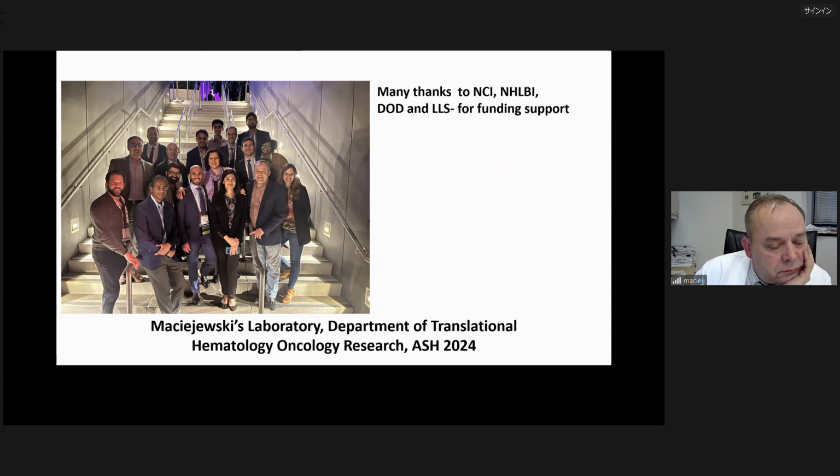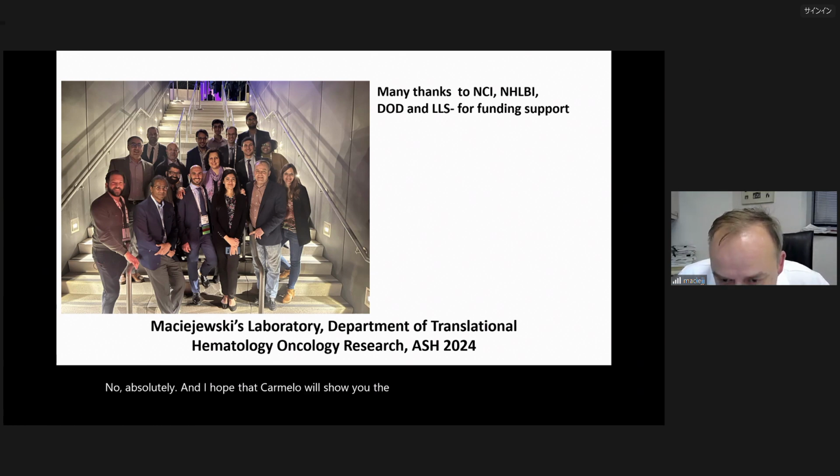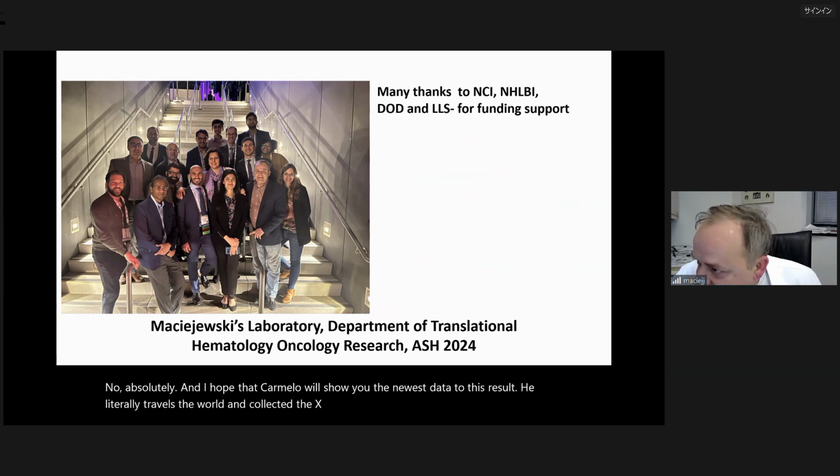But obviously, the evaluation of a new treatment, we will have to rethink some of the prognostication. And we know in subtypes, in particular DDX41, the IPSS-M does not apply. So there are some exceptions which should be considered. No, absolutely, and I hope that Carmelo will show you the newest data on this. He literally travels the world and collected DDX41 patients, and I think he is presenting the data later today.